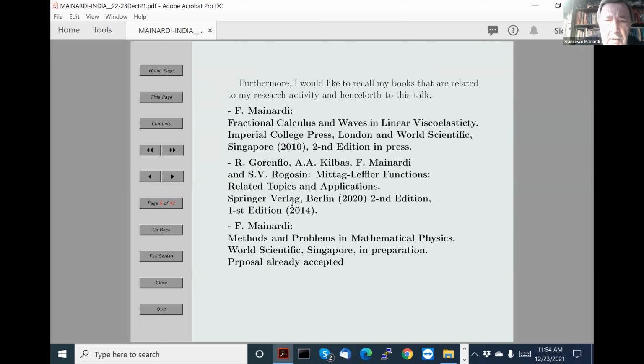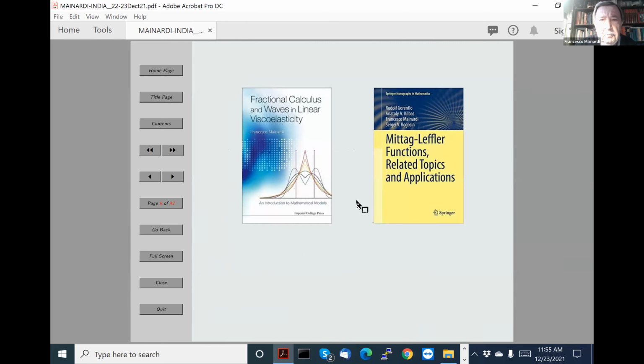Of course, I would like to point out the book on the Mittag-Leffler function, my favorite function, which came from an idea of the late Professor Kilbas and shared also with Professor Gorenflo and Professor Rogosin. And unfortunately, Gorenflo died, but with the help of Rogosin, we were able to write the second edition, which was published last year.